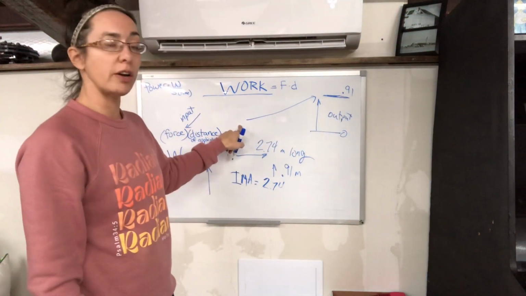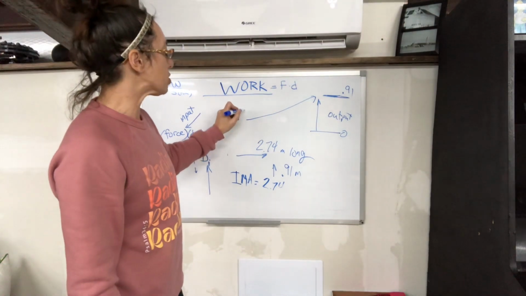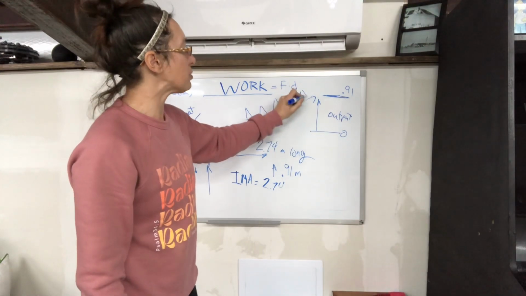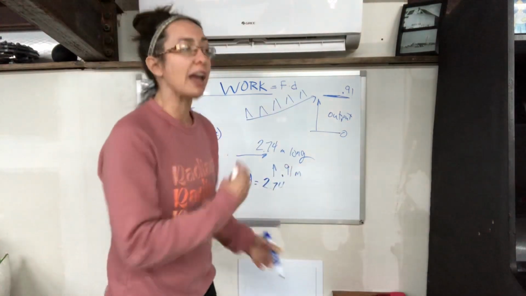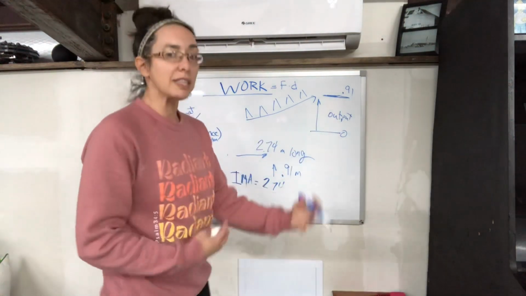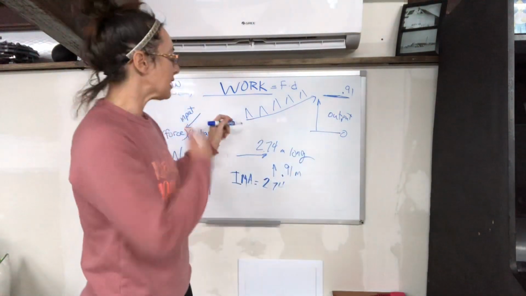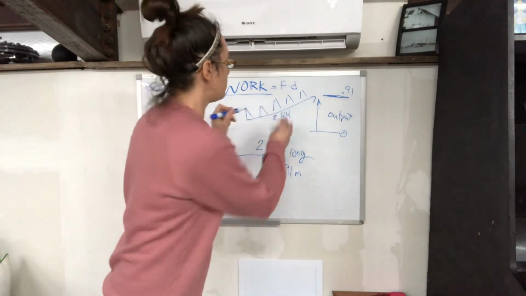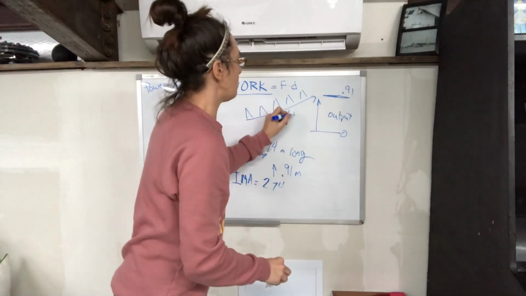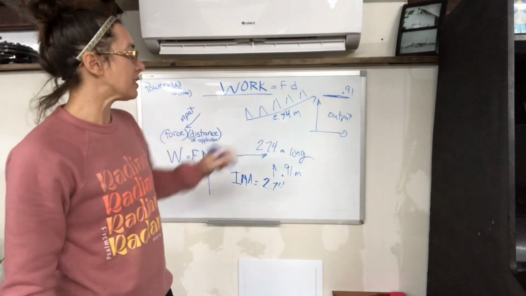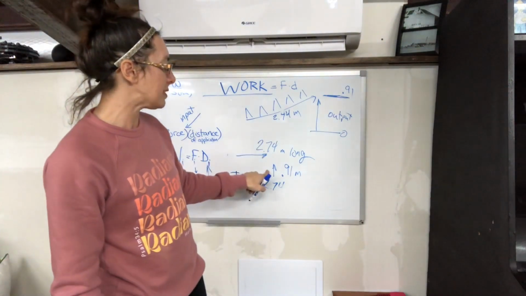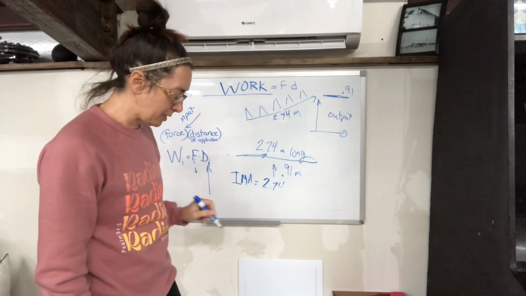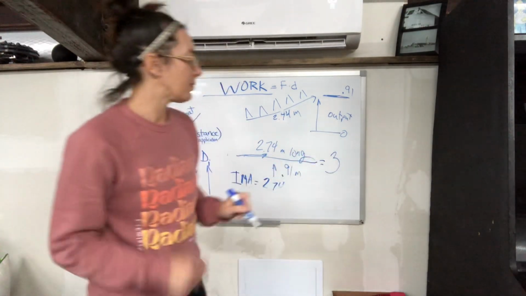Instead, I'm going to start over here on the left, and I'm going to start inputting steps. And I'm going to keep inputting steps, so I am actually doing something. I am inputting work into the system, inputting effort over a distance of 2.74 meters. So our input distance is 2.74. Our output distance is 0.91. We're going to divide those numbers, and we get 3.